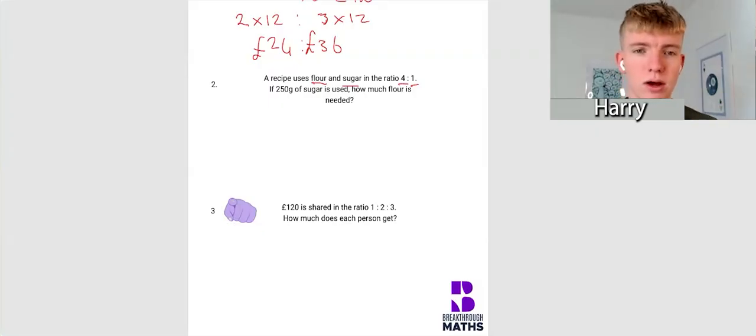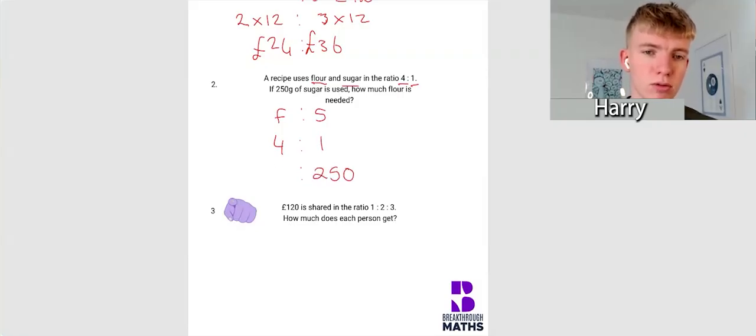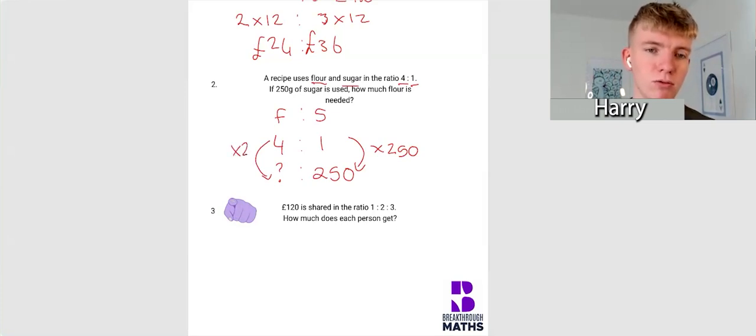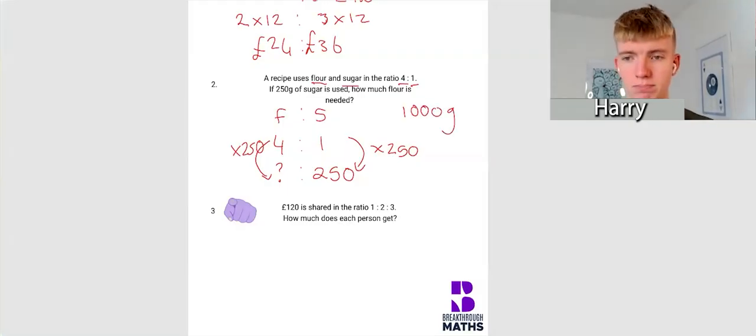I'm going to write it like this. Okay. So I'm going to write flour to sugar is 4 to 1. All right. We know that 250 grams goes here, and we're looking to get this number here. So I'm just going to write a question mark there. What have we done to get from 1 to 250? All right. Hopefully, you guys are screaming at your laptop saying we multiplied by 250. So therefore, we have to do the exact same thing over here. Multiply by 250. So 4 multiplied by 250 gives us 1,000. So we're looking for 1,000 grams or 1 kilogram of flour.